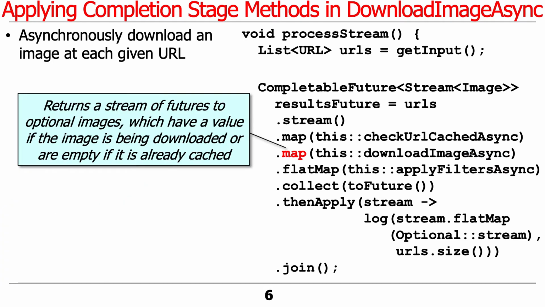What we get back from this is a stream of completable futures to optional images, which will have a value if the image is in the process of being downloaded, or it'll be empty if it's already been cached. We have to do this because there's no easy way to get rid of these things, because you can't filter on completable futures.